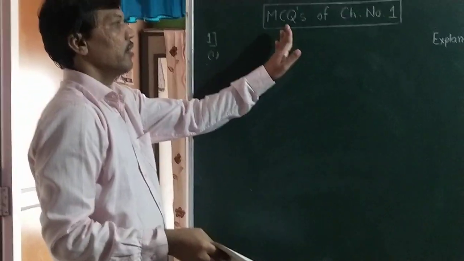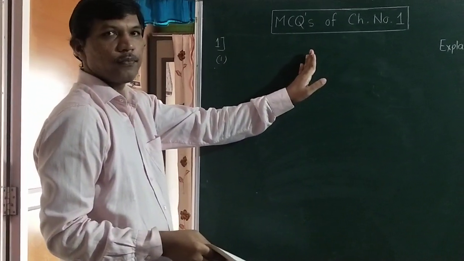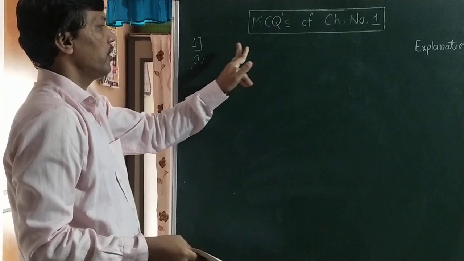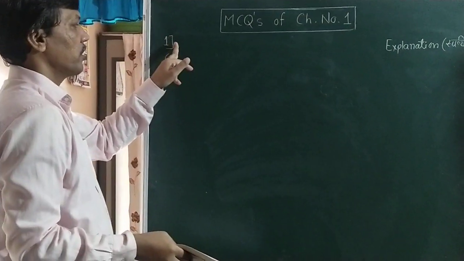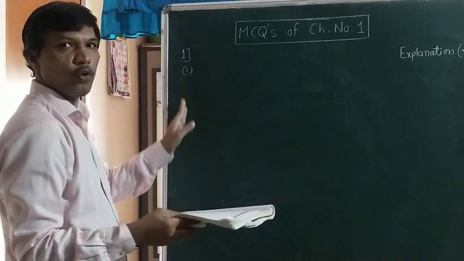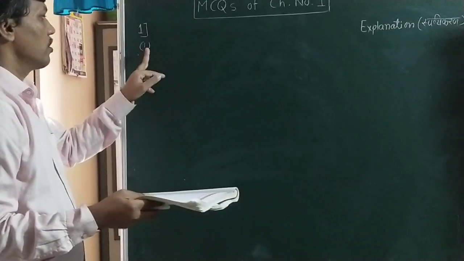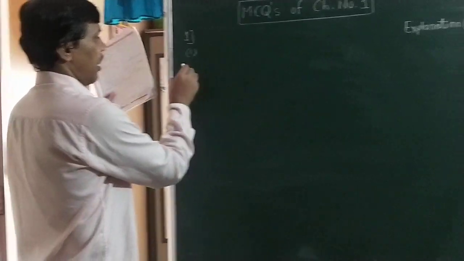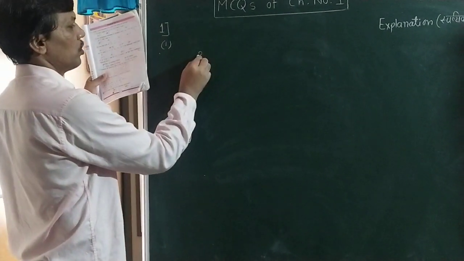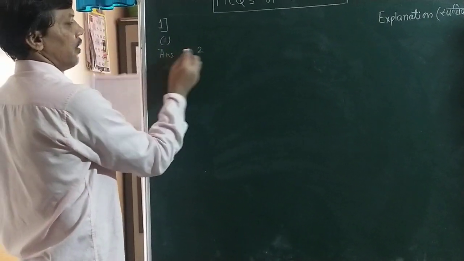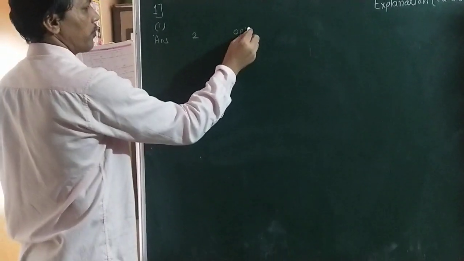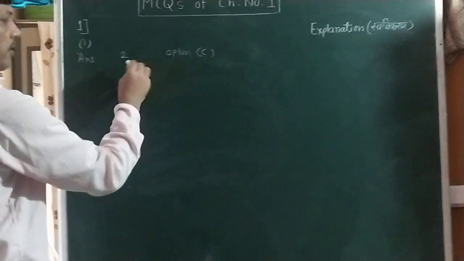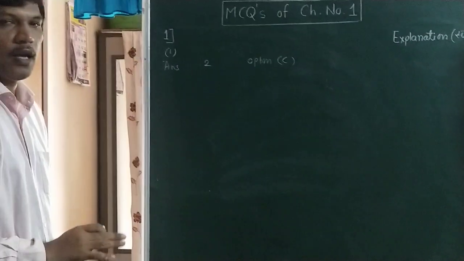Students, now we are taking MCQs of chapter number 1. In board examination, how to write MCQs? Write the question number, then there are 4 options as an MCQ. So first write the question, then write the answer. Answer whatever, maybe the answer is 2, for example, and then write the option. The option is, for example, C. Like that you have to fill in your MCQ.